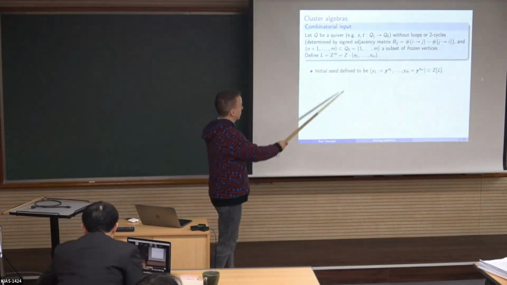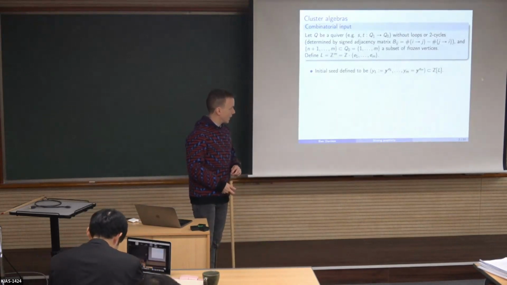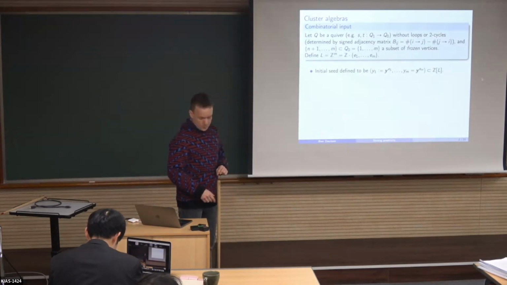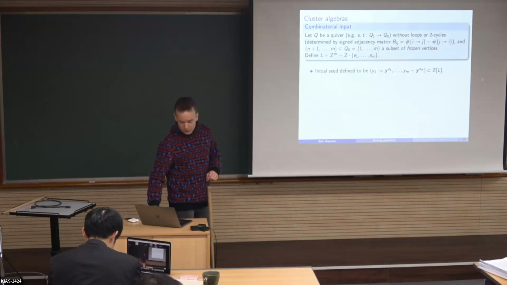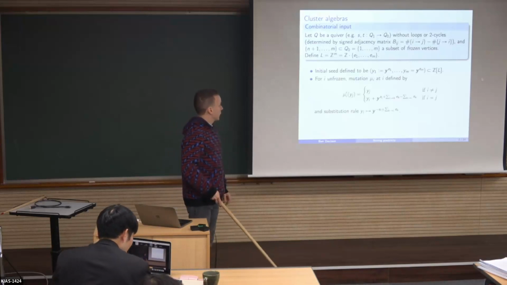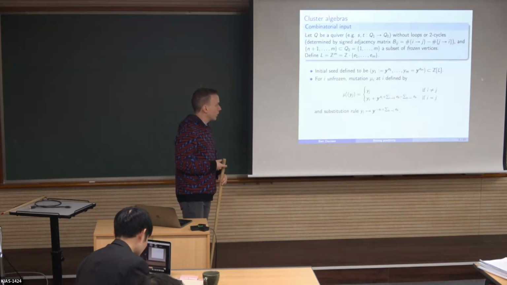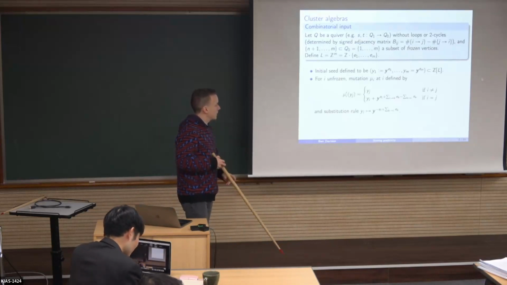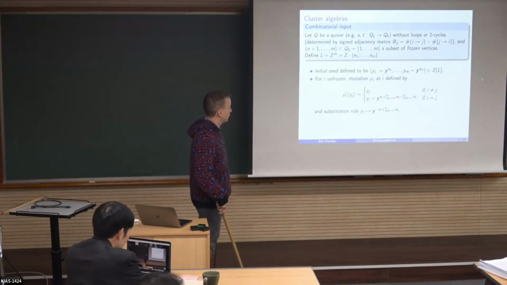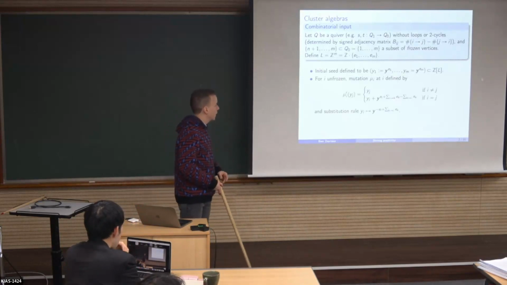We start off with something called an initial seed. The initial seed is just the standard generators of this Laurent polynomial algebra. And then out of that, I'm going to tell you more things that belong to this algebra. So for i unfrozen, and that's one of the rules of the game, that you can only mutate at unfrozen vertices. Then I define mutation in what to the experts might look perhaps like a slightly strange way.